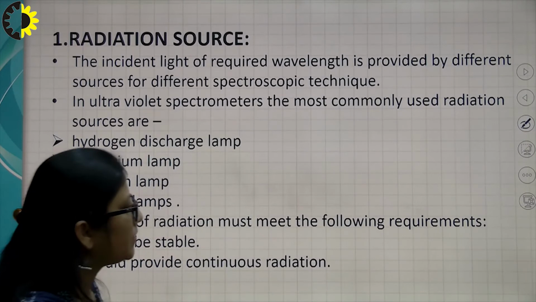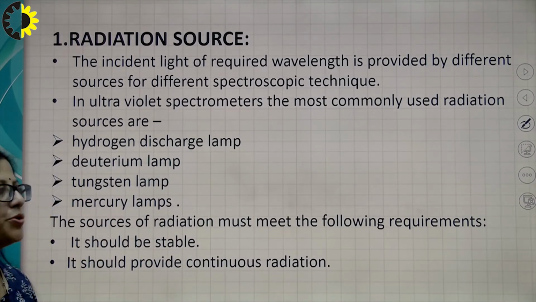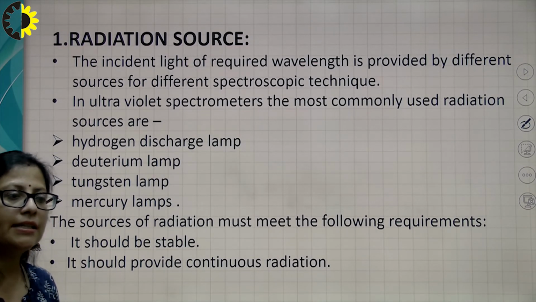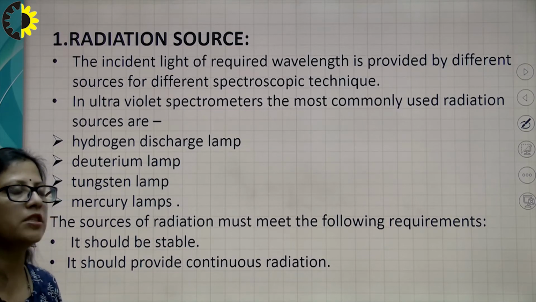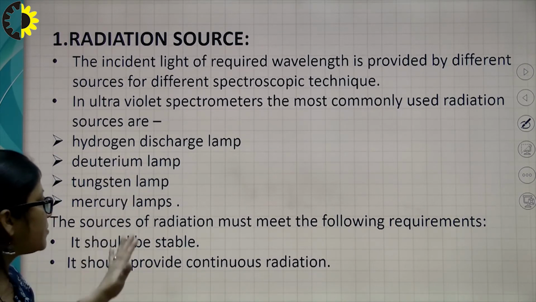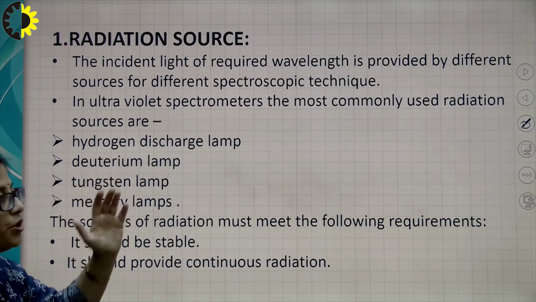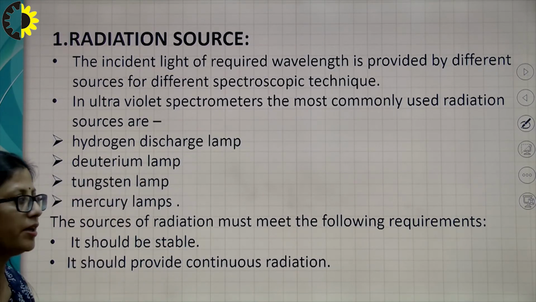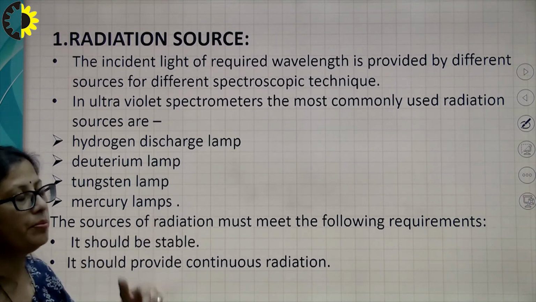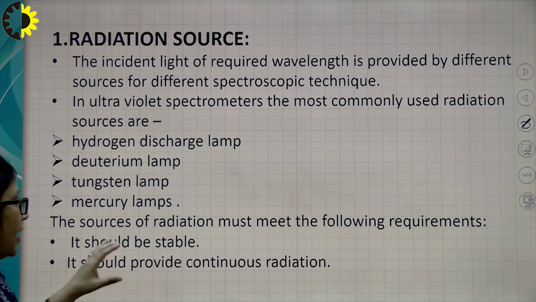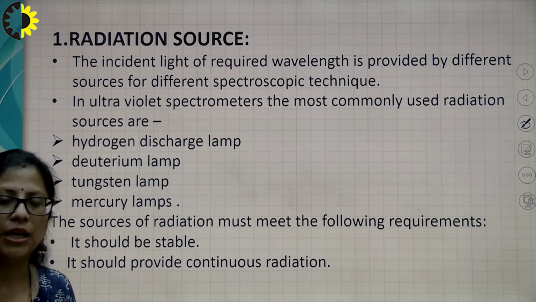Now, coming to the radiation source. The radiation source should be such that it studies the entire UV visible spectrum. So, different types of lamps are there which cover the entire region. They are hydrogen discharge lamp, tungsten lamp, mercury lamp, and they should meet certain requirements, like they should be stable and they should be able to provide continuous radiation.